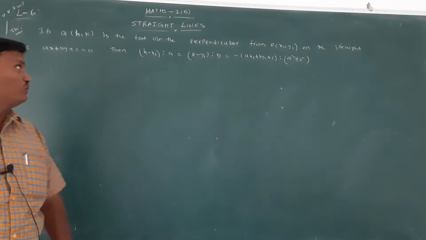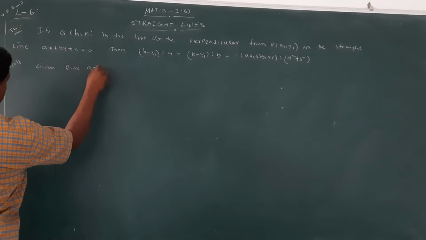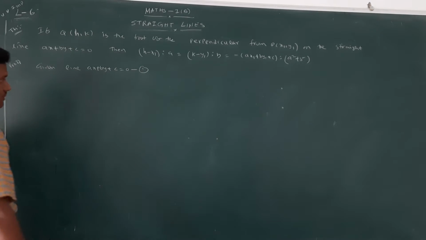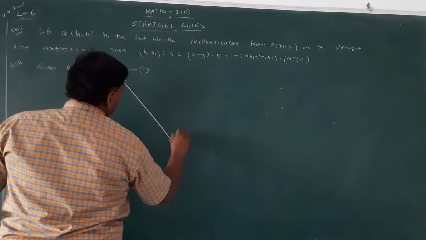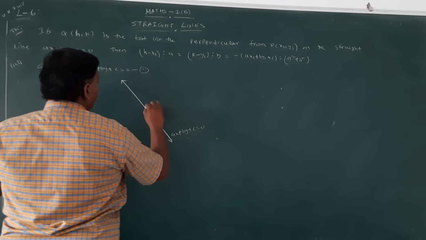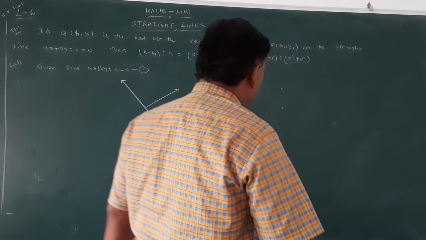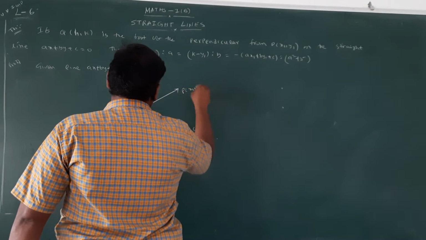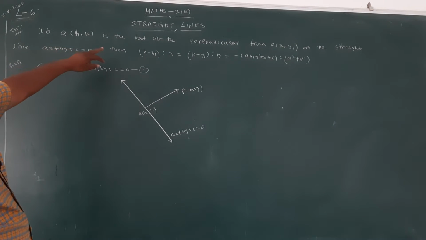What is the problem? If Q(h, k) is the foot of the perpendicular from P(x1, y1) on the straight line, the first given line is ax + by + c = 0, and the foot of the perpendicular from P(x1, y1) is the point Q(h, k).